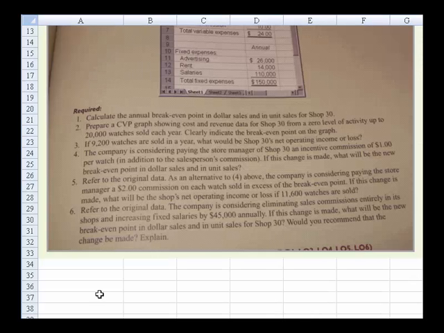Number 5 says, refer to the original data as an alternative to 4 above. The company is considering paying the store manager a $2 commission on each watch sold in excess of the break-even point. If this change is made, what will the shop's net operating income or loss be if 11,600 watches are sold? All right, let's tackle that one next.